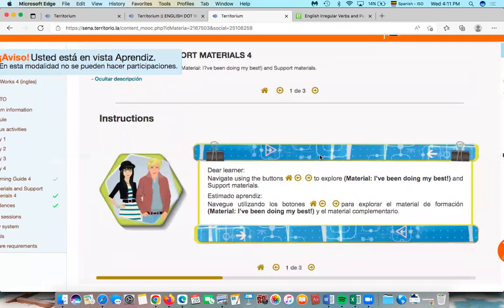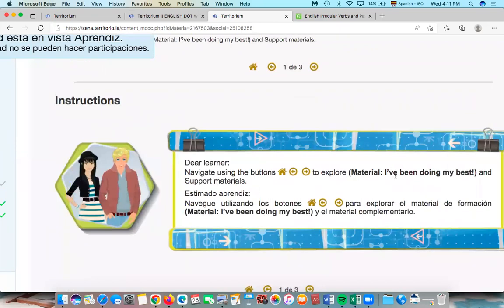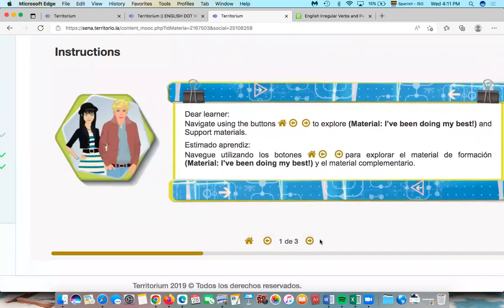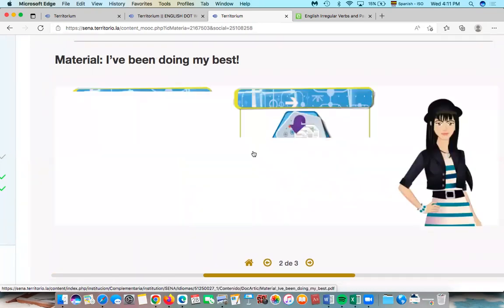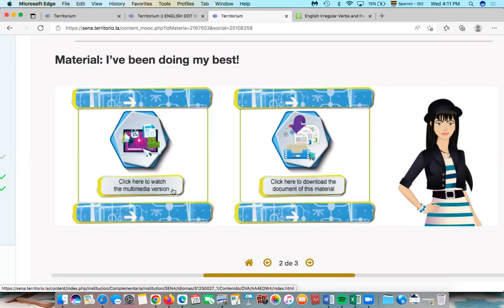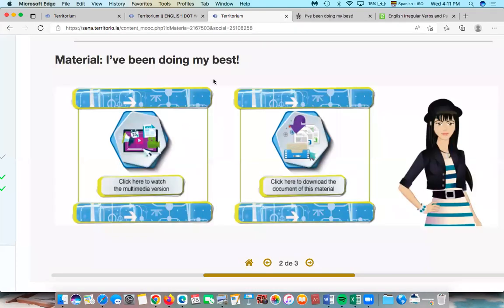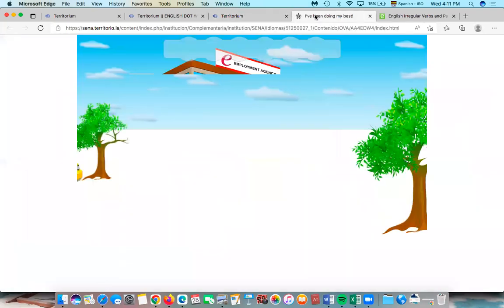Here we have the name of the unit. We're going to click here, and you're going to find 2 links. One says multimedia version, and the other one is the downloadable version, a PDF document to download. The information that you find here is exactly the same. I usually click on the multimedia version because it's more dynamic, I guess.